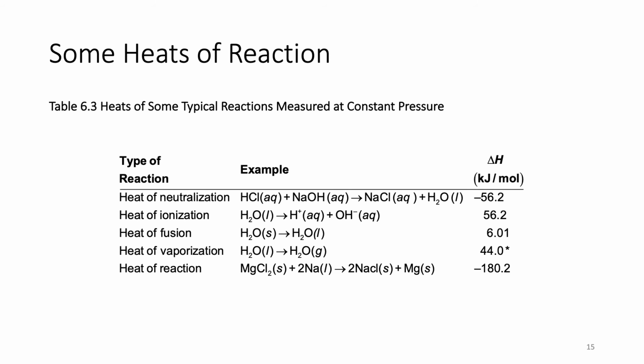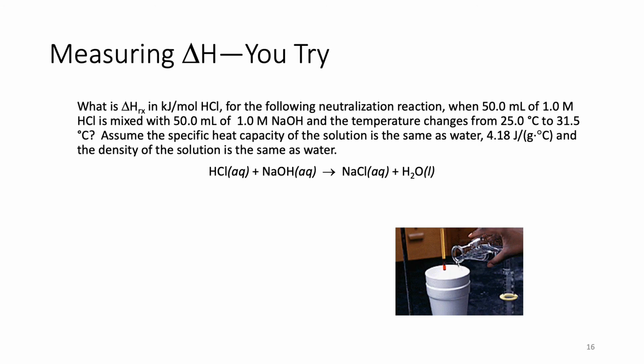Usually, the larger the magnitude of your negative number, that means that your products are going to be significantly more stable than your reactants. So in this case, the reaction of magnesium chloride with sodium in the liquid state to make sodium chloride and magnesium solid, my products are more stable than my reactants. Okay, that is all I'm trying to say here. So let's walk through how to do this problem.